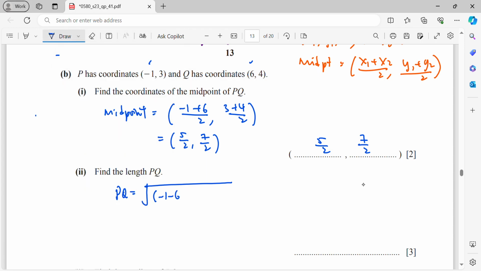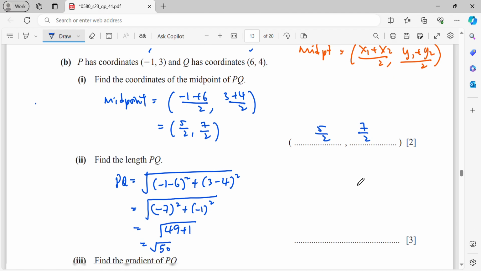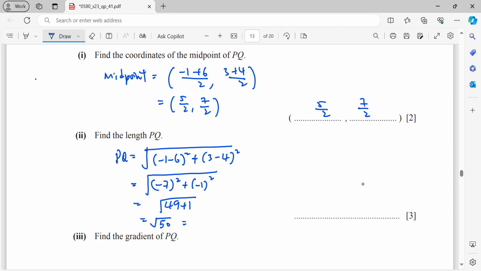So now from here, I will just use minus 1 minus 6 squared plus 3 minus 4 squared. Then this is going to be, the first one is minus 7 squared. Then the next one is minus 1 squared. So you get 49 plus 1, which is square root of 50. Now if you need to round your answer, 7.07.